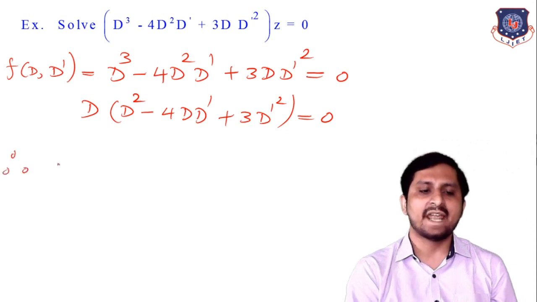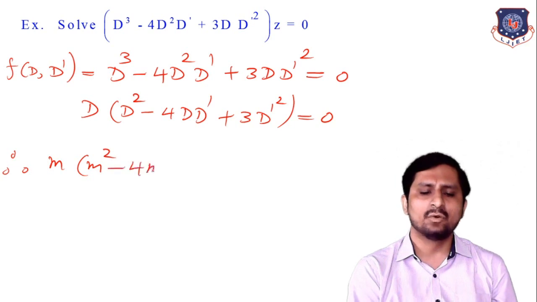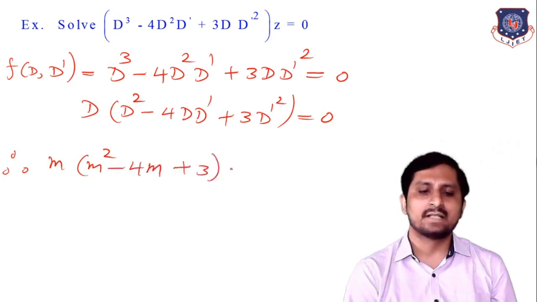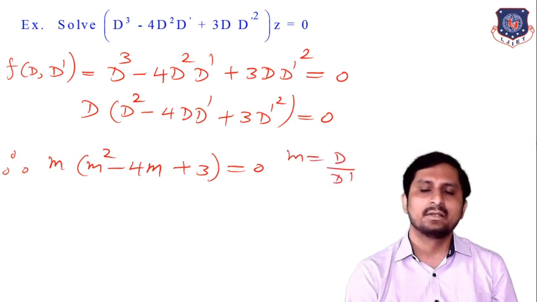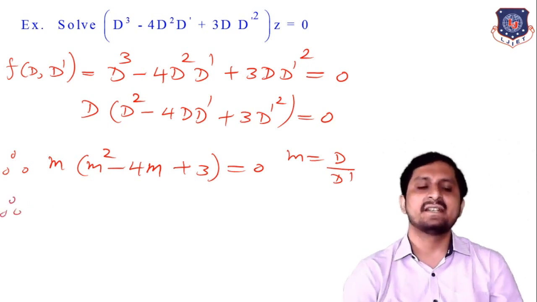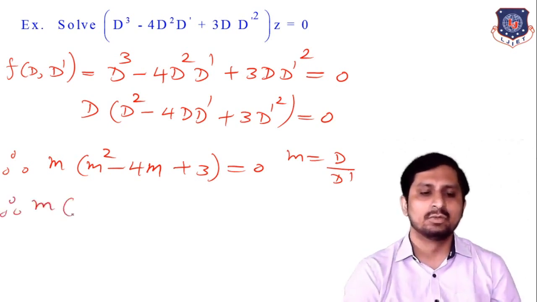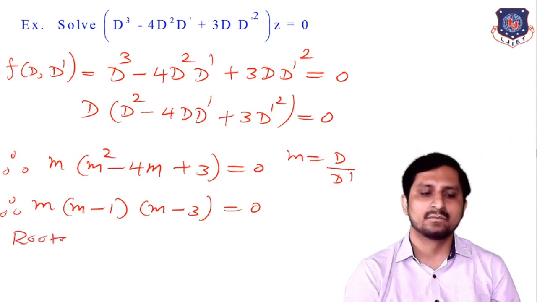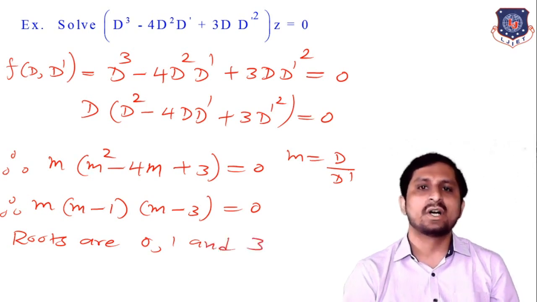Now in the form of m, I can write m into (m square minus 4m plus 3), that is equal to 0. Don't forget what is my m. m is nothing but D by D dash. Okay, so this equation I can simplify: m into (m minus 1) into (m minus 3), that is equal to 0. So roots are 0, 1 and 3. Okay, 0, 1 and 3.